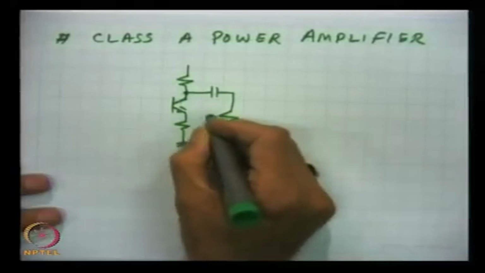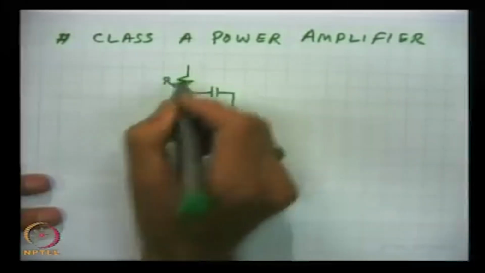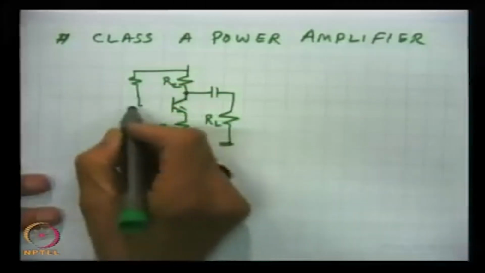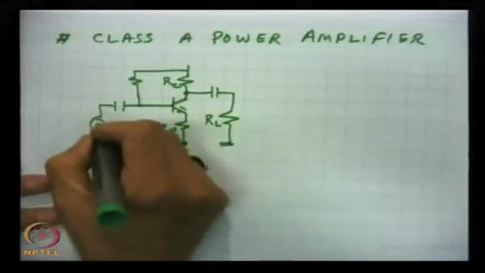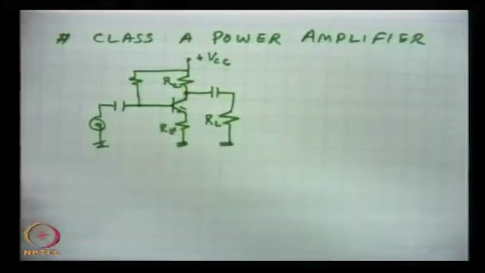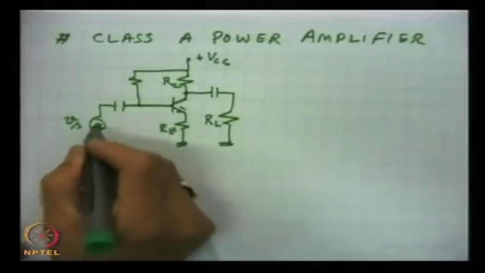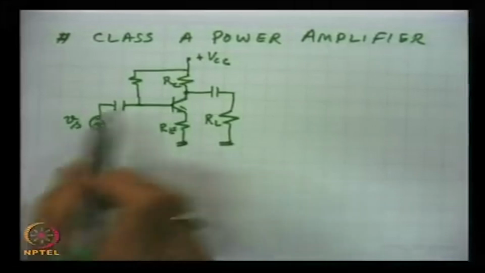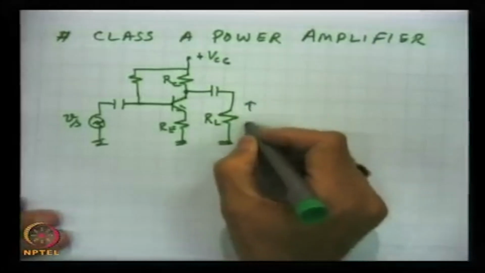This is RL, this is RE, this is RC, the collector resistance, and this is RB, and here is the input signal, and this is plus VCC. This is Vs, the signal. This is given to the power amplifier, and the output is taken at the load here.